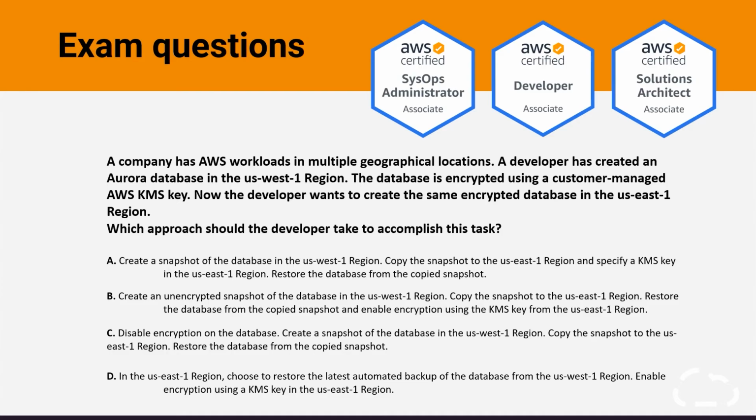The variants. A. Create a snapshot of the database in US West region. Copy the snapshot to US East 1 region and specify the KMS key in US East region. Restore the database from the copied snapshot. B. Create an encrypted snapshot of the database in US West 1 region. Copy the snapshot to the US East region. Restore the database from the copied snapshot, and enable the encryption using the KMS key from the US East region.